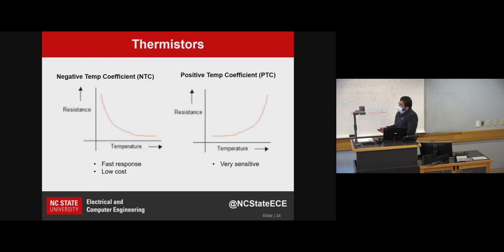Now, these thermistors can be classified broadly into two categories: negative temperature coefficient and positive temperature coefficient. As you can clearly see from the plots, in the negative one, as the temperature increases, the resistance decreases, and the opposite happens in the positive one. As the temperature increases, the resistance also increases. Each one of them has its own pros and cons. These NTC ones are fast and low cost. But if you want really sensitive temperature measurements, PTC are the ones you should go for. But these are not easily miniaturized, and they are kind of expensive as well.